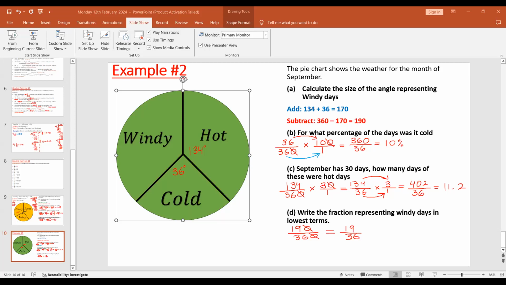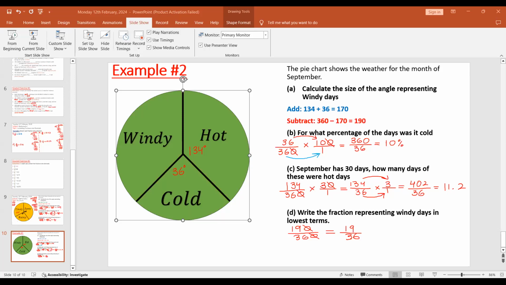For C, the question reads, September has 30 days. How many days of these were hot days? We take the degrees from the hot days, which is 134, and put it over 360, then multiply by 30 over 1. We take one of the zeros off of 360 and the other one off of 30, leaving us with 134 over 36 times 3 over 1. Our answer would be 402 over 36. You divide those and get 11.2.